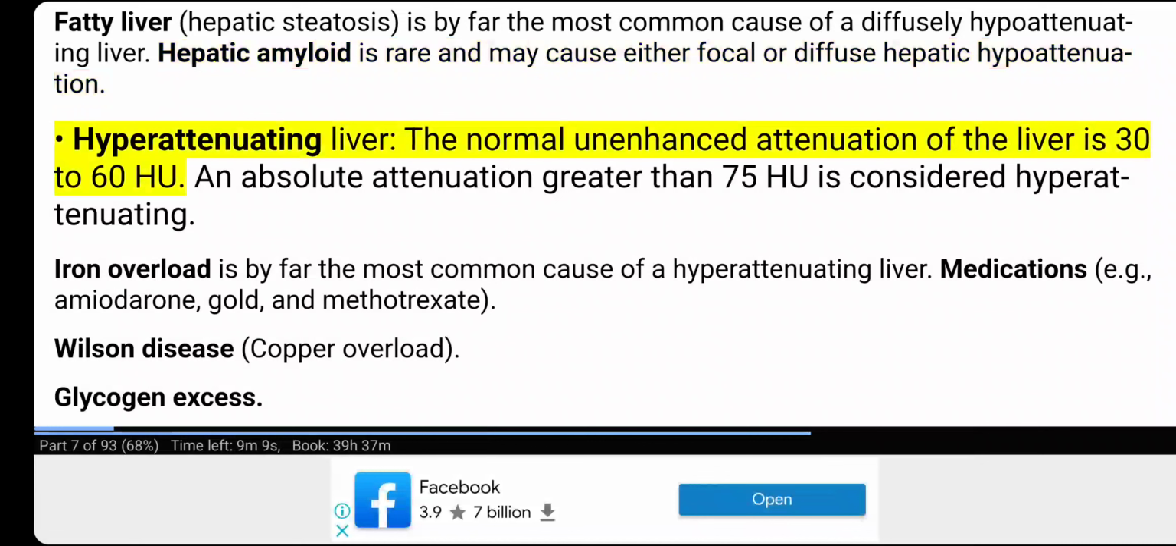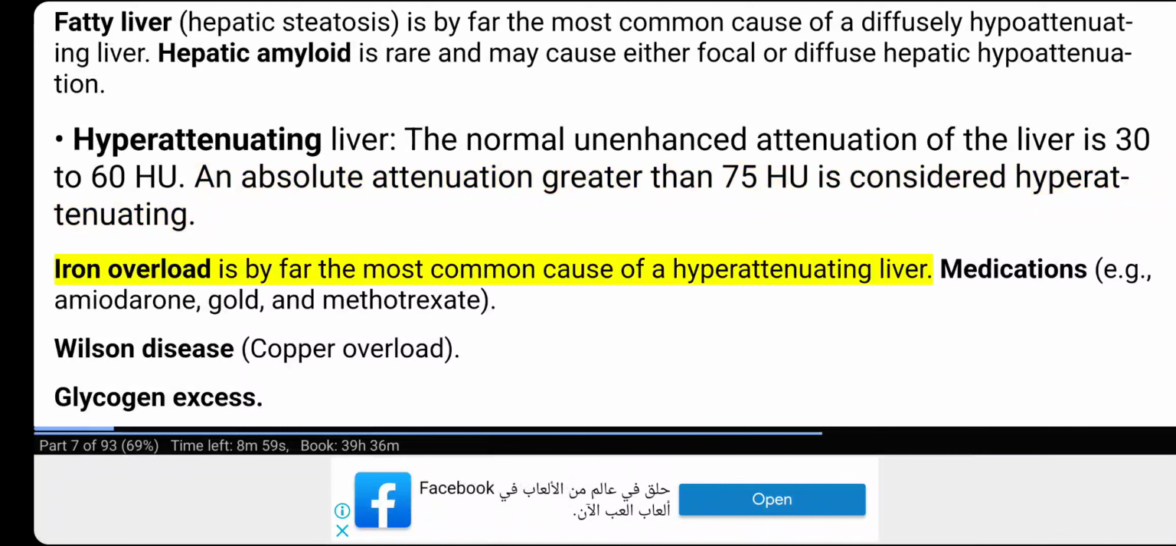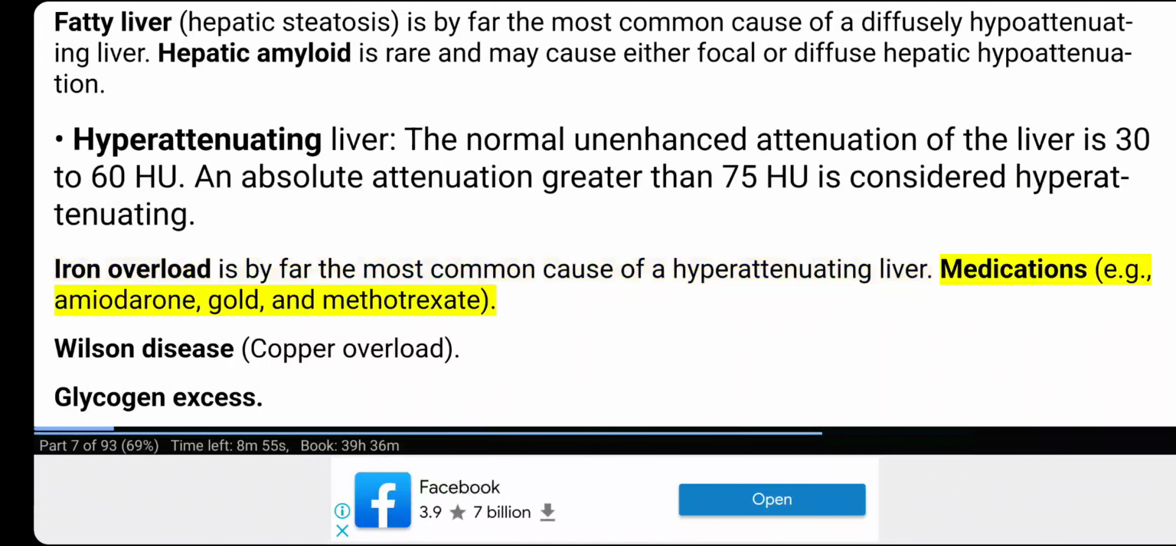Hyperattenuating liver. The normal unenhanced attenuation of the liver is 30 to 60 HU. An absolute attenuation greater than 75 HU is considered hyperattenuating. Iron overload is by far the most common cause of a hyperattenuating liver. Medications, e.g., amiodarone, gold, and methotrexate. Wilson disease, copper overload. Glycogen excess.